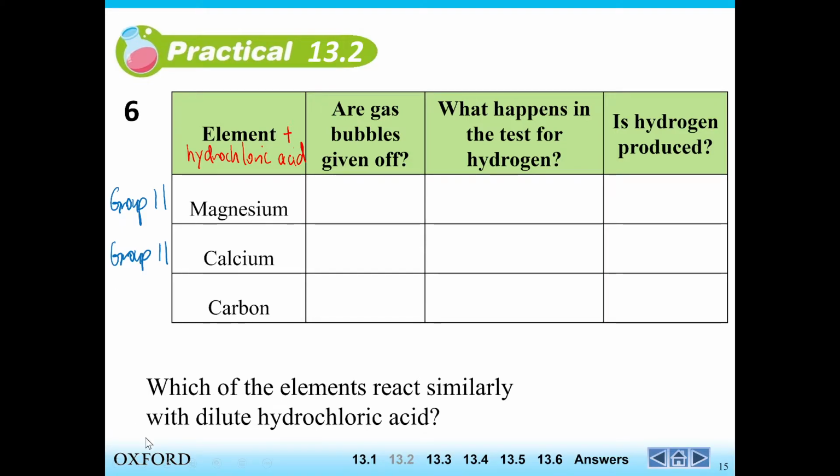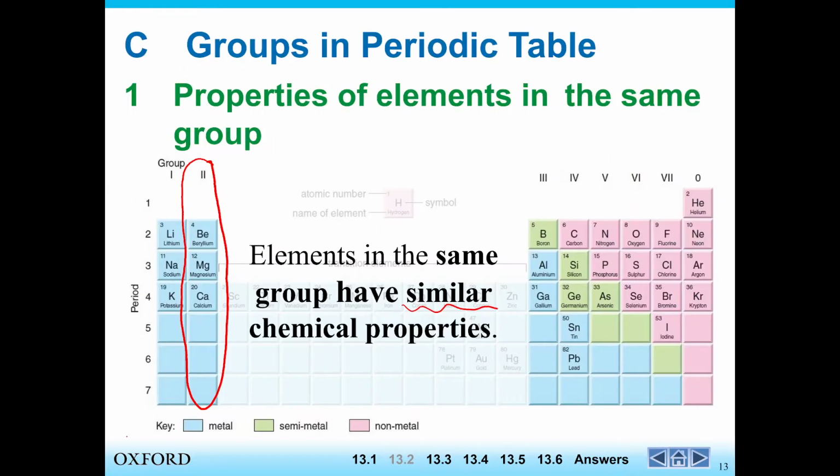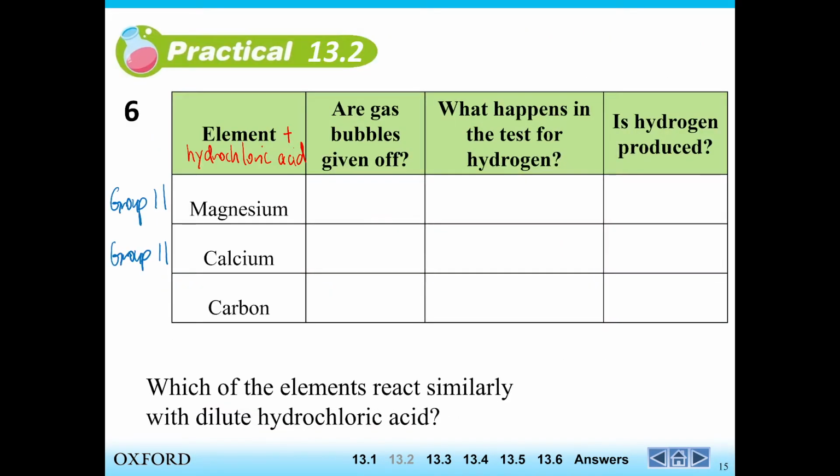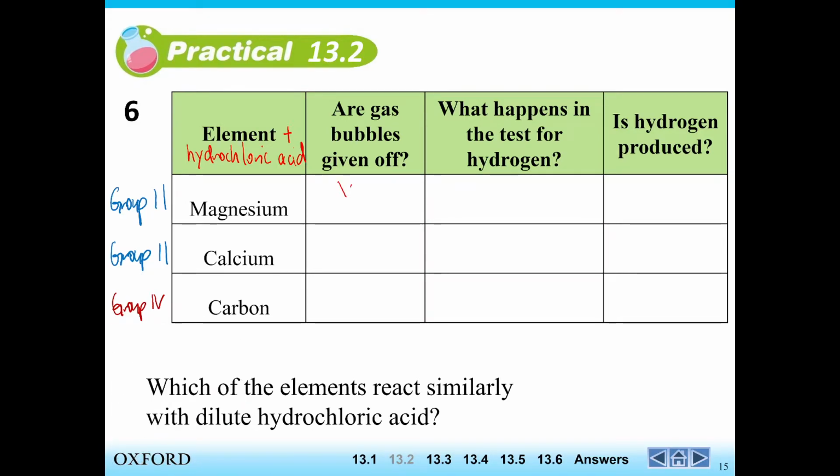Now, carbon here, if you go back to your periodic table, let's go back there. Carbon is over here. It is in group 4. Okay, so let me go back here and write it down for you. This is in group 4. So just now we learned that when I add magnesium or calcium into hydrochloric acid, it gives off gas bubbles. So yep, let's write that down. It does give off gas bubbles. How about for carbon? Unfortunately, no, it does not.